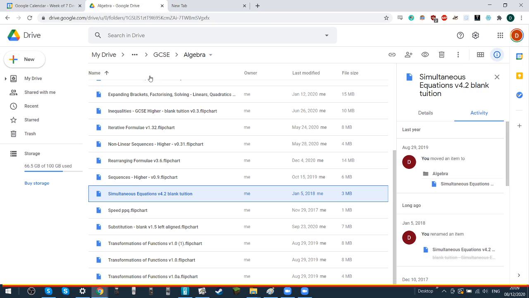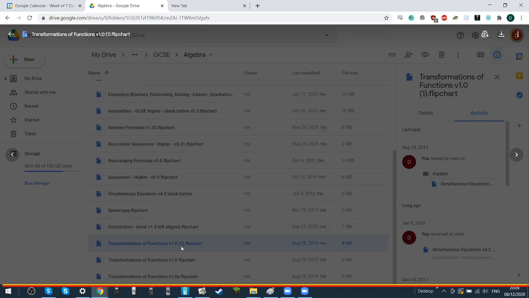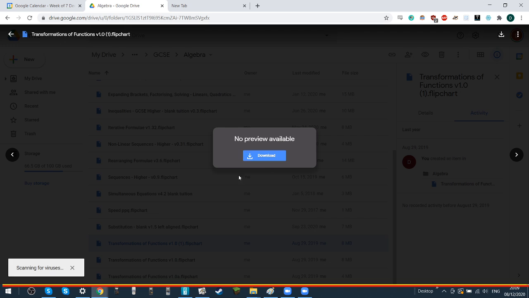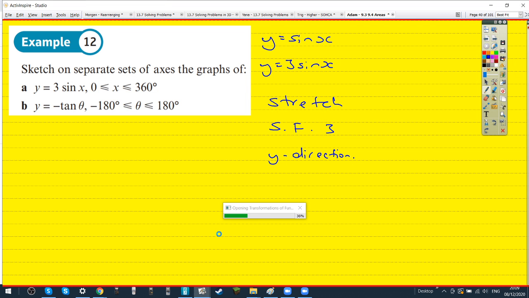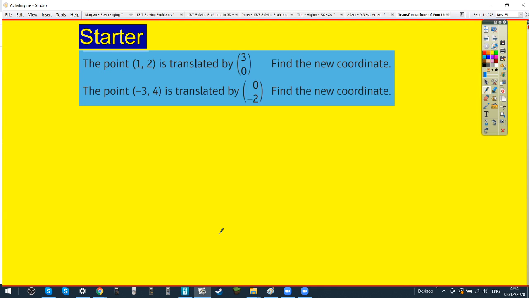Algebra. Transformations of functions. Let's go with this one. This is difficult stuff, I tell you. Hey, we got one for free. Okay, let's do these two.